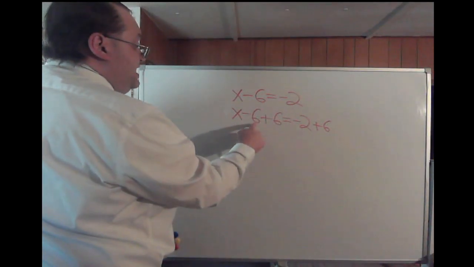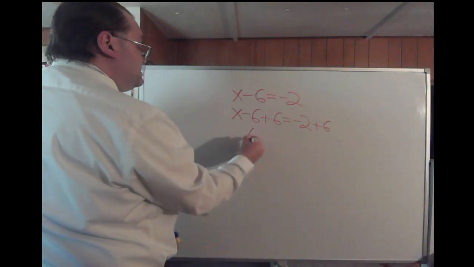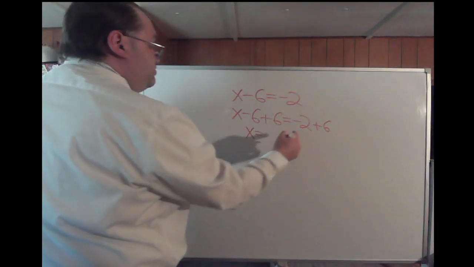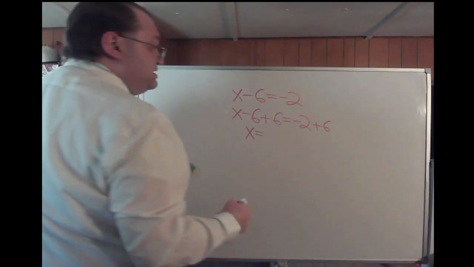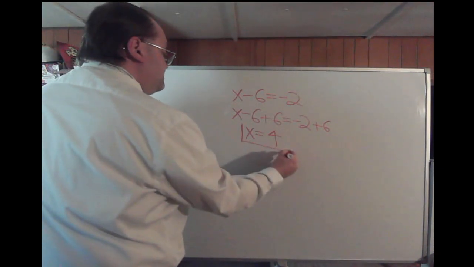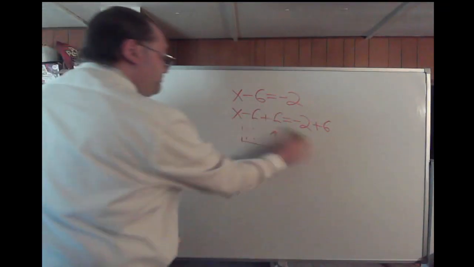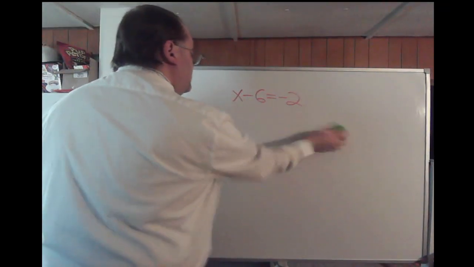So now you have negative 6 plus 6, which is 0. You would just get x by itself, which would give you negative 2 plus 6, which we know to be positive 4. So your answer to this would be positive 4. x would be 4. What's next?